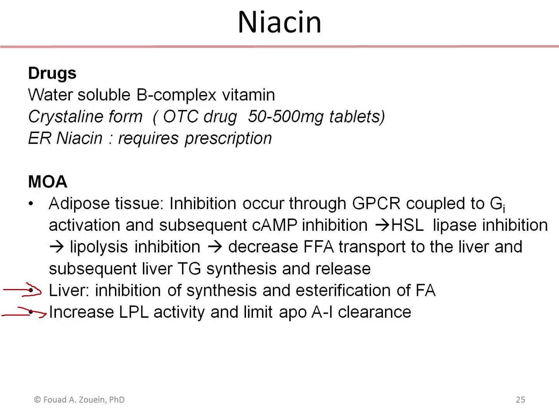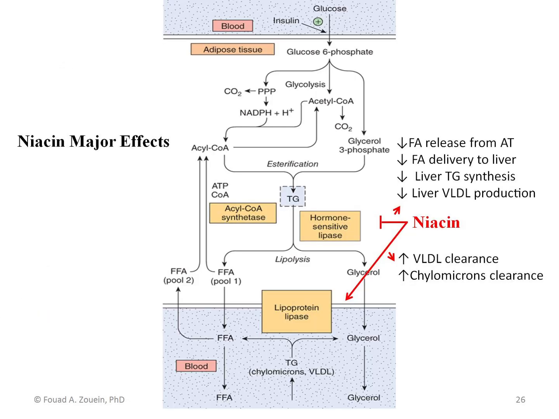And we know that lipoprotein lipase is an important enzyme in basically metabolizing chylomicrons and VLDL and taking the triglyceride load from these molecules, right? At the same time, it also limits ApoA1 clearance, and ApoA1 is a major protein in HDL formation, which could subsequently lead to an increase in HDL, the good cholesterol.